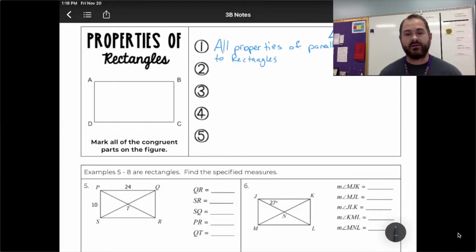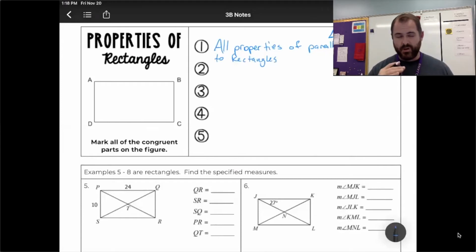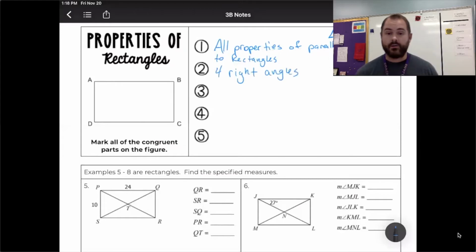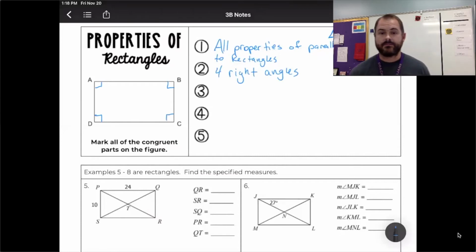Opposite sides are parallel and congruent. Opposite angles are congruent. Diagonals bisect each other. Consecutive angles are supplementary. All those still apply. Now, what you need to know about rectangles, though, our basic definition of what a rectangle is, is a parallelogram where there are 4 right angles. A quadrilateral with 4 right angles must be a rectangle. Okay, and I can mark that like this, that those are all right angles.